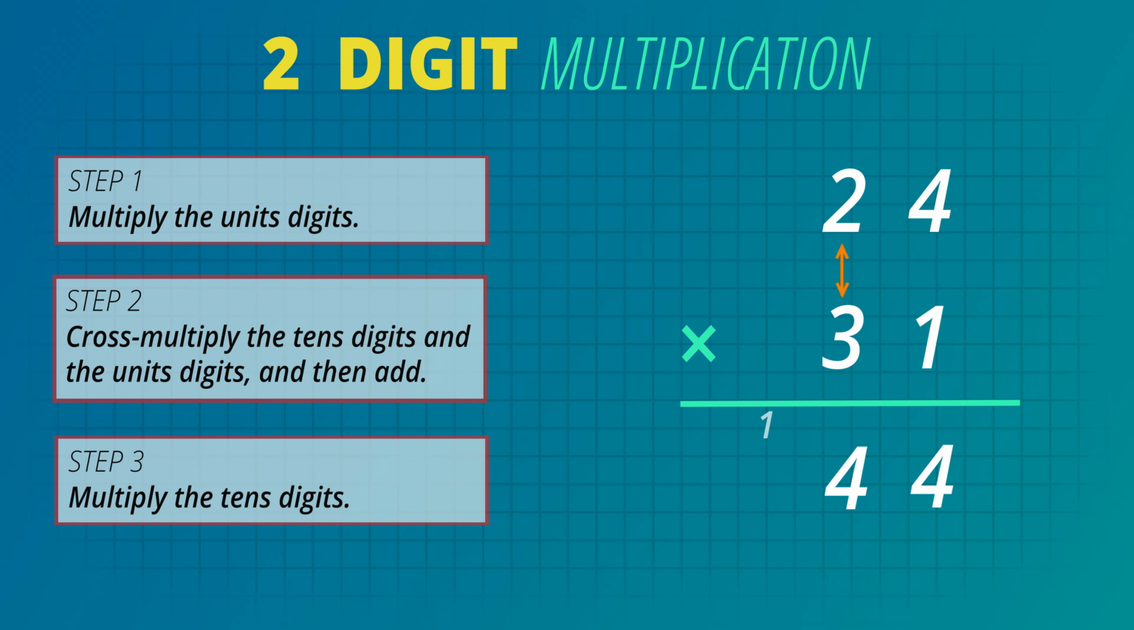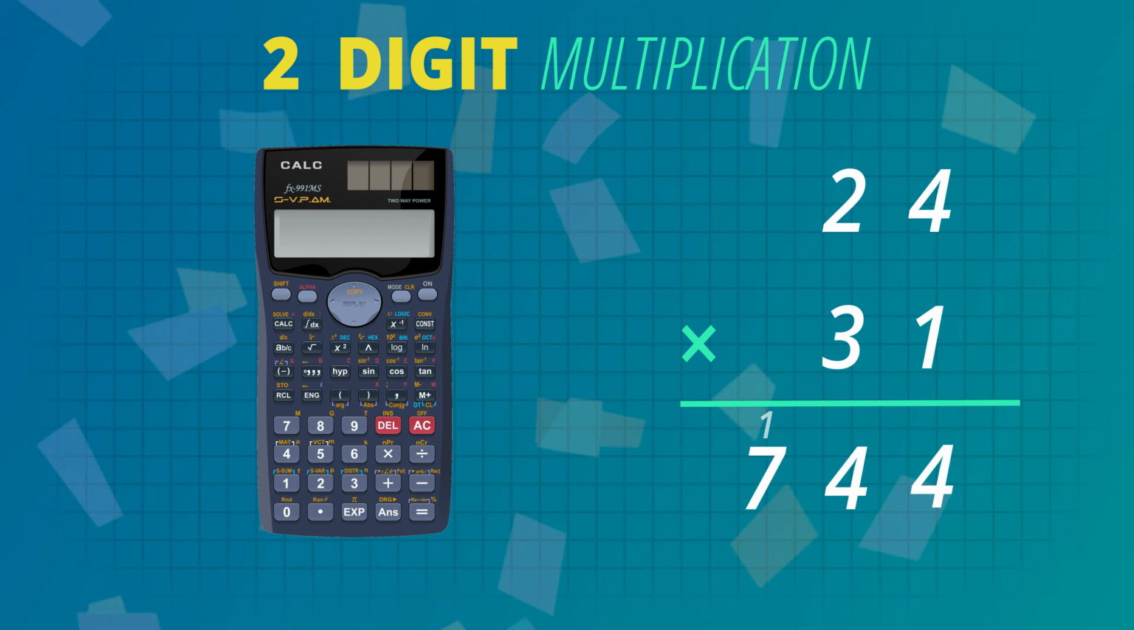Third, multiply the tens digits. 2 times 3 is 6. Don't forget the carried 1, which we must add to get 7. Write 7 in the answer. So 24 multiplied by 31 is 744. Let's check that with a calculator.